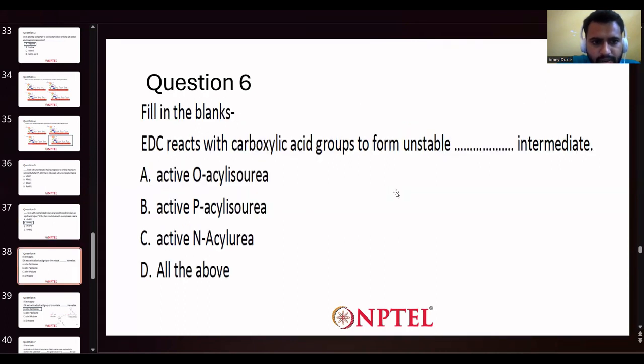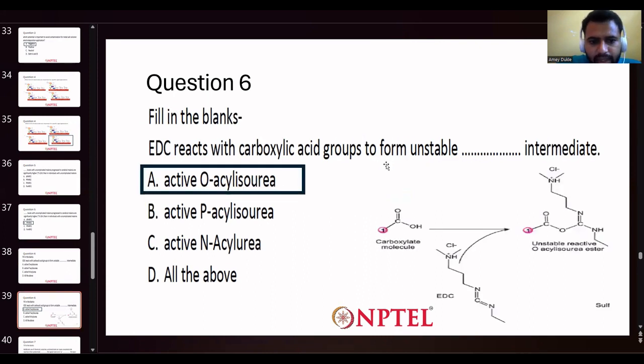So coming to the sixth question. Again, we have this reaction which is given in the lecture. Here we see that in this reaction, first EDC and carboxylic acid react with each other, and then they form some unstable compound, which then reacts with NHS, and then they form a stable compound that is used for functionalization. So what is the unstable compound called? Is it active O acylurea, active P acylurea, active N acylurea, or all of the above? So the answer is A, active O acylurea.